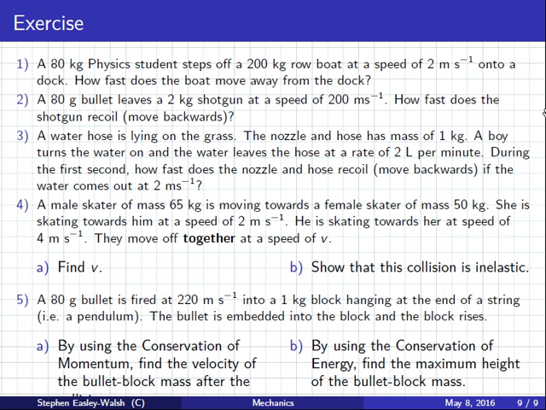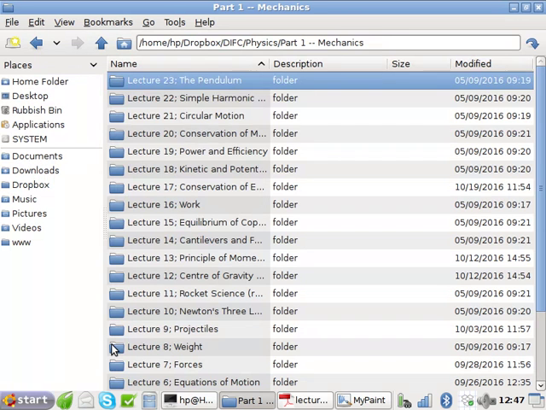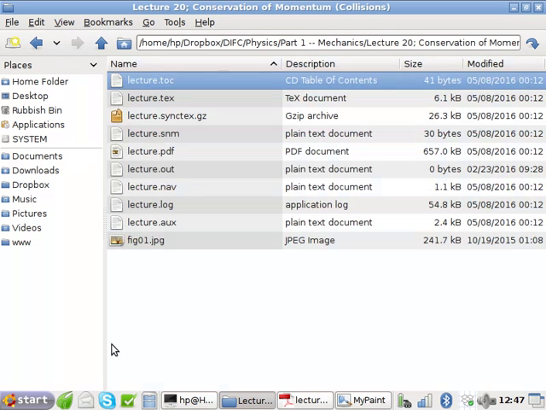If you want to take a picture, you can. No, hang on. There's a word cut off here. Here, by using the conservation of momentum, find the velocity of the bullet block mass after the collision, likely. I think this word is probably collision, but I can double check for you.